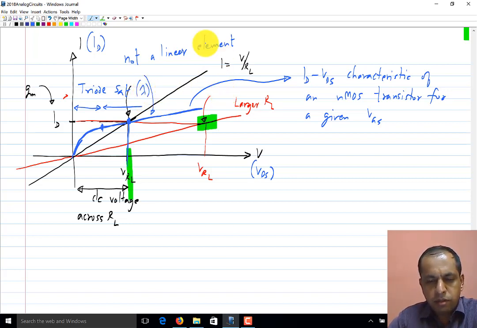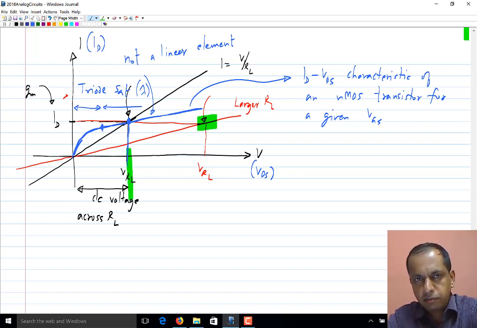Okay, all we have to do is to replace the resistor by an NMOS transistor which is biased in saturation region. Okay, that is very important. We have to make sure that the NMOS transistor is biased in saturation region. We will see how to do that.